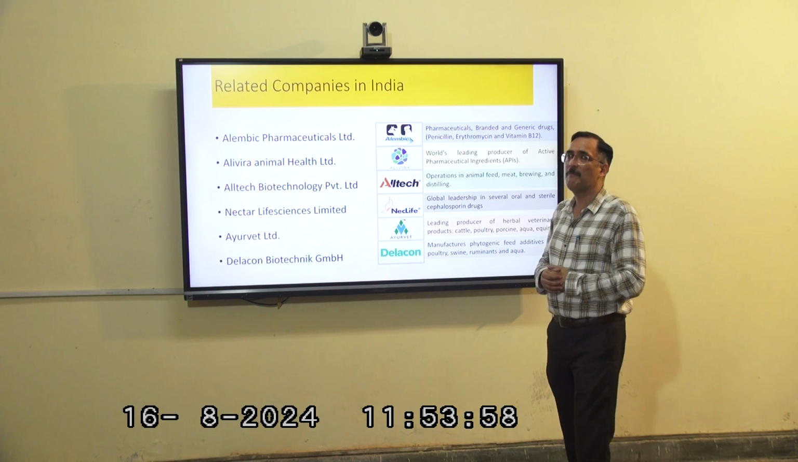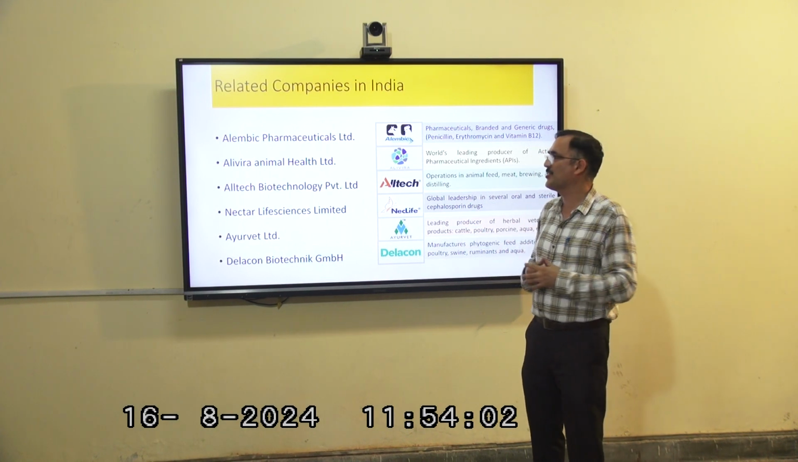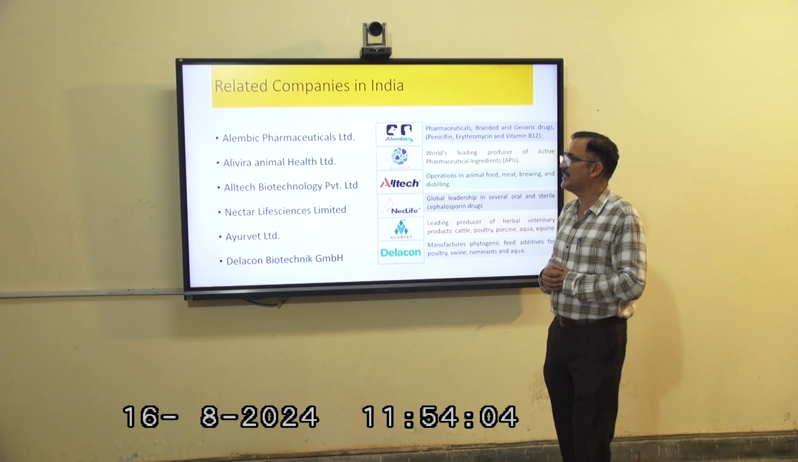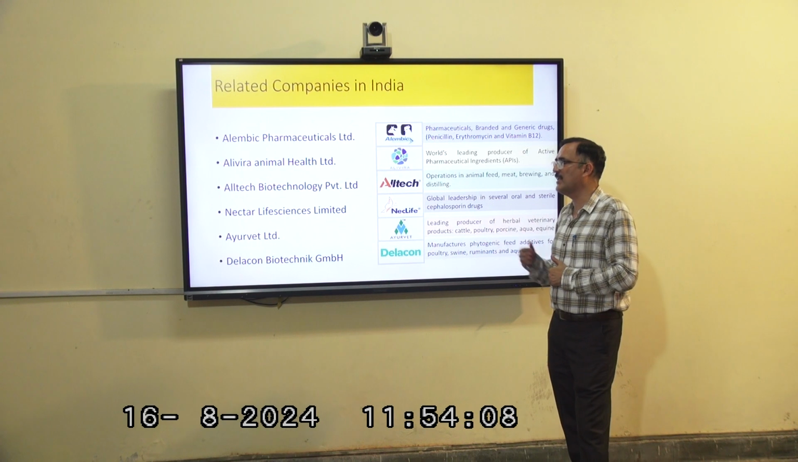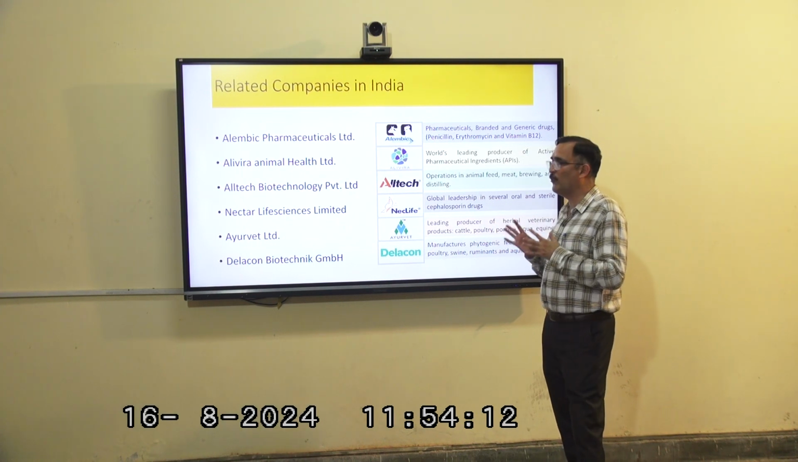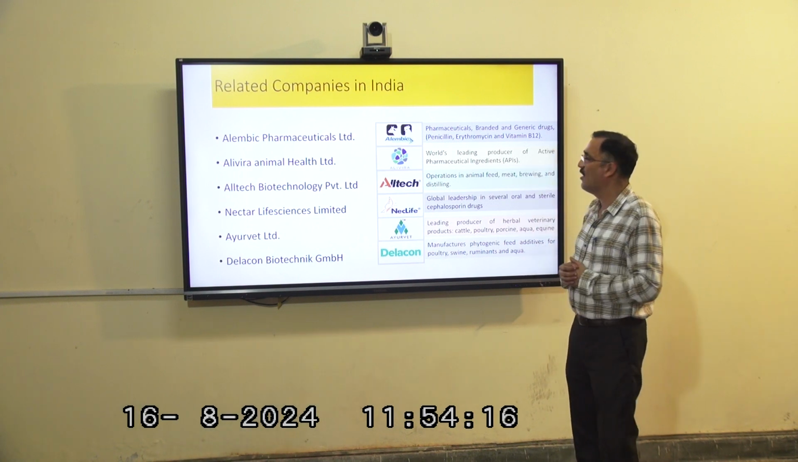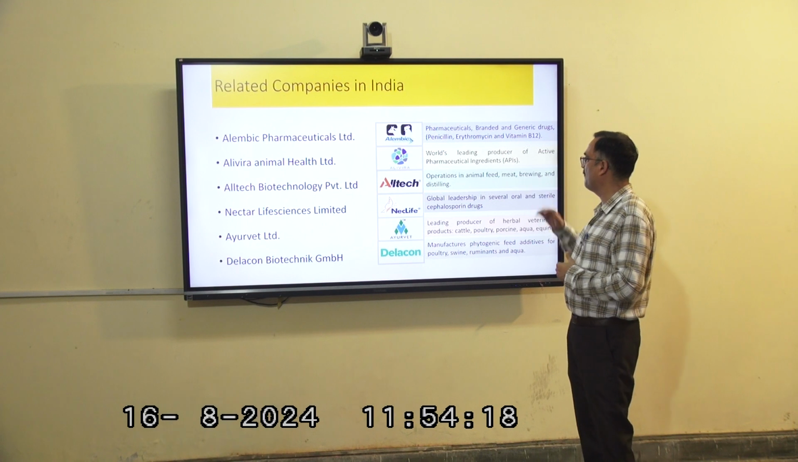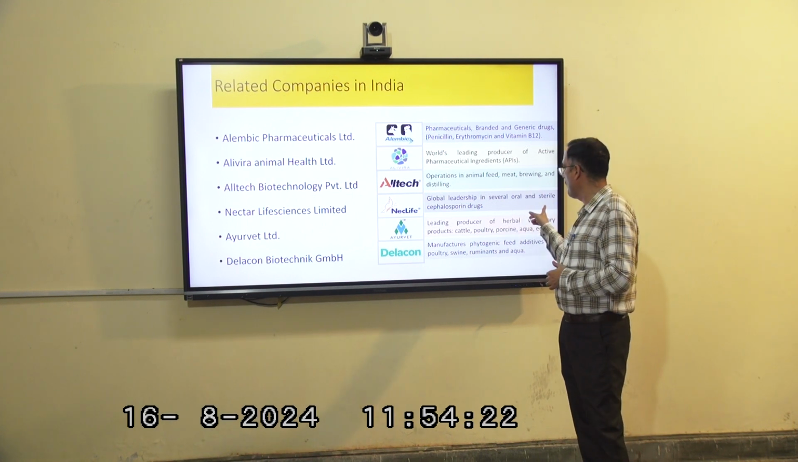These are some companies that relate to animal cloning purposes or large-scale production, like Alembic Pharmaceuticals, Alvira Animal Health Limited, Biotechnology, Natural Life Science, Ayurved, Delchem Biotech. These are going with the large-scale production of certain specific metabolites, like pharmaceutical products, animal feed, meat, urine, distilling, and so on.